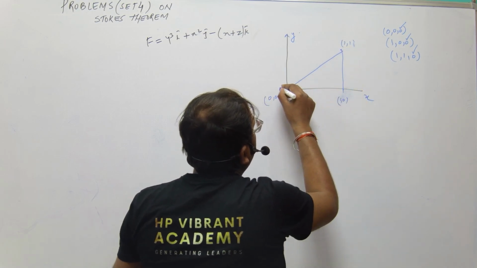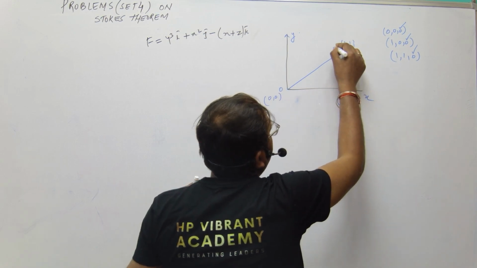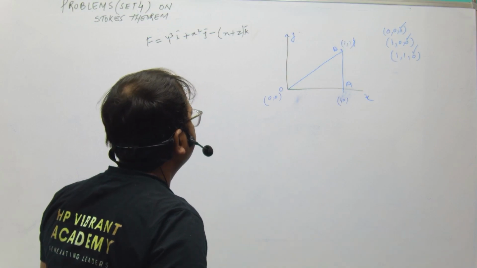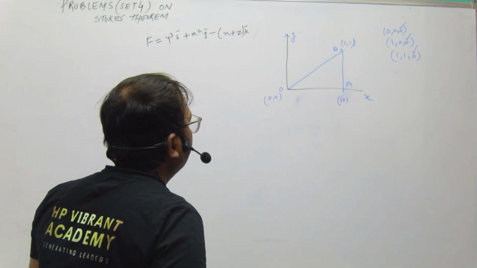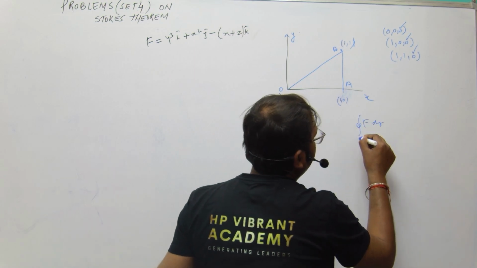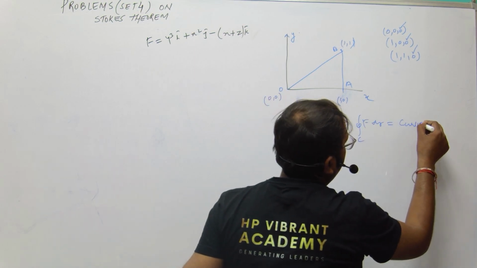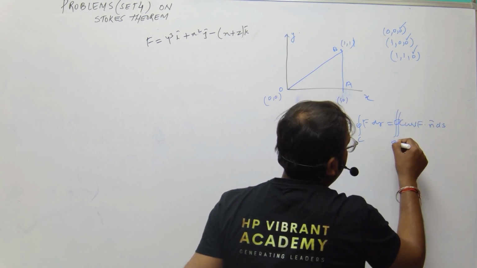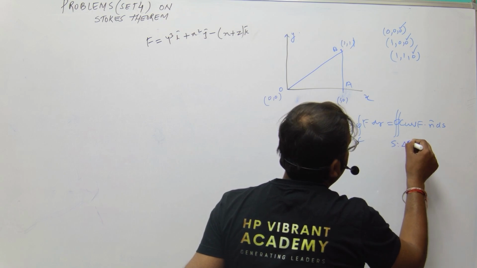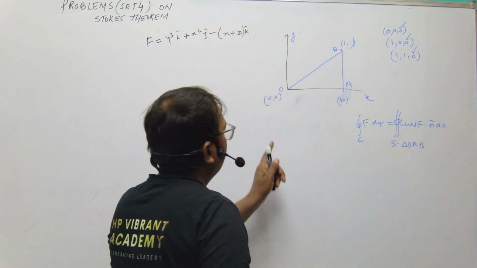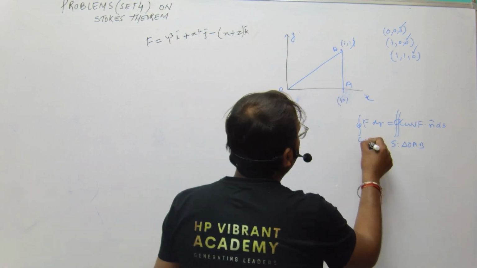This is O, this is A, and this is B. This is OAB, so this is our triangle. So we have from the Stokes theorem, f dot dr along the curve C is equal to curl of f dot n cap ds along the surface. Surface S is triangle OAB, and curve C is OAB.